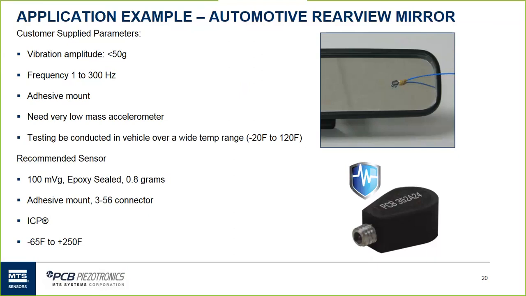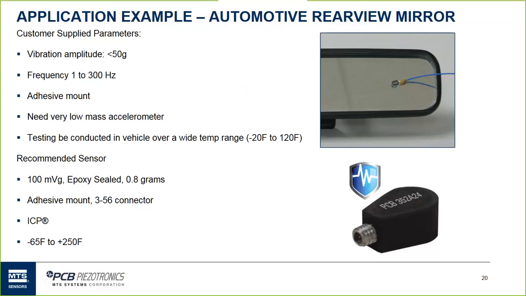So the sensor we ended up recommending was an adhesive mount accelerometer that we refer to as a teardrop. In this case, it was our model 352-824, and that provides 100 millivolt per G. It's an epoxy sealed sensor. In this application, the environment's rather benign, so we don't need a hermetically sealed sensor, and its mass is quite light at 0.8 grams. So this sensor, adhesive mount again, has a very small electrical connector, 356, again to minimize that mass.